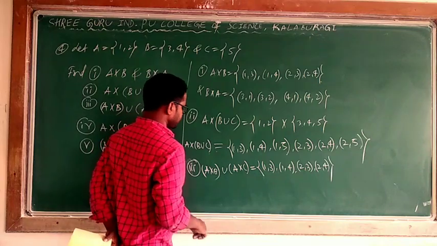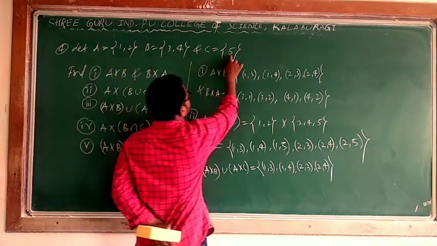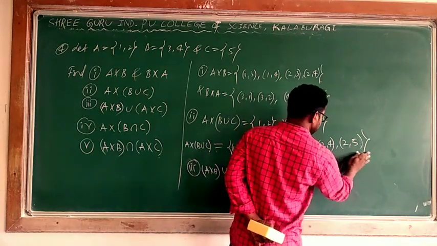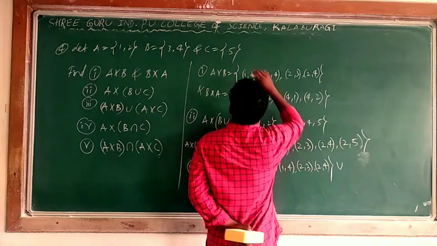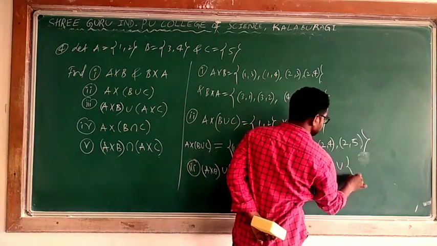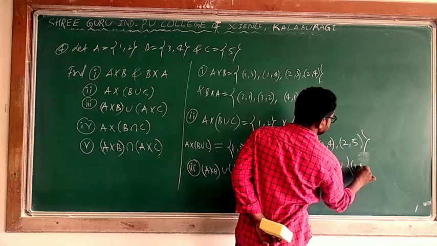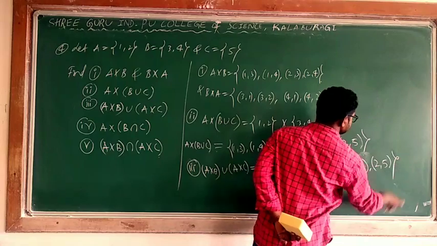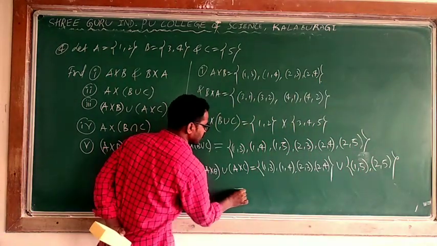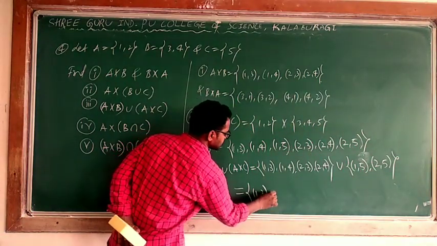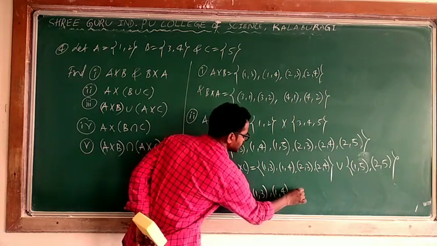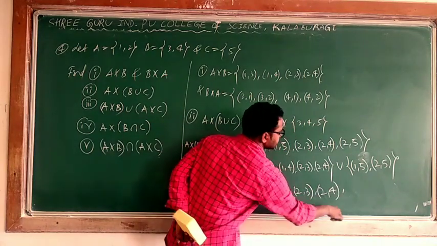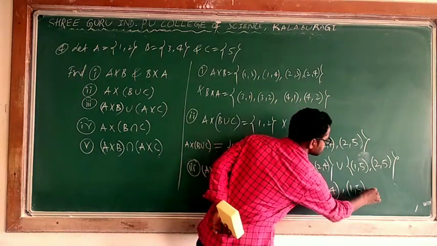What is A cross C? A cross C is A with C, so 1 with C, which is 1 with 5, then 2 with 5. Then I can collect these. Union means collecting all of these: 1 with 3, 1 with 4, 2 with 3, 2 with 4, then 1 with 5, 2 with 5.